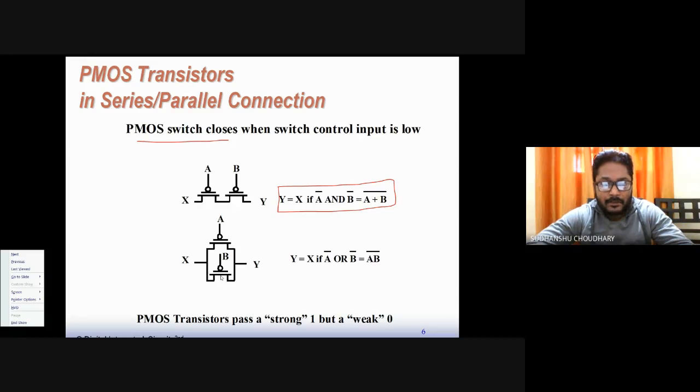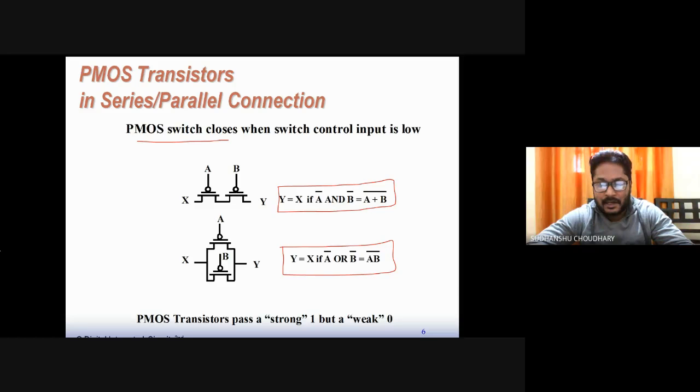Similarly, PMOSes in parallel represent a NAND gate. So the output Y will be equal to X if this functionality is implemented, A B whole bar, right? So this is true. So this represents a NAND gate, and some time back we had also discussed that PMOS transistors pass a strong 1 but a weak 0, similar to the NMOS transistors which pass a strong 0 but a weak 1. A PMOS can pass a strong 1 but a weak 0.